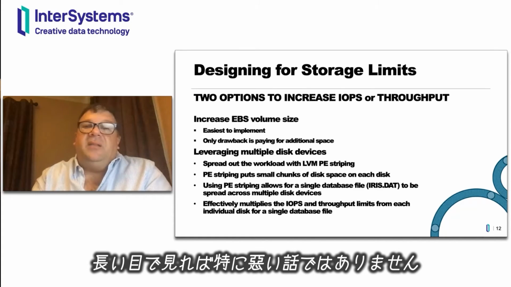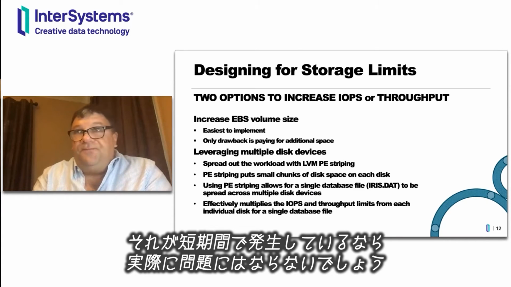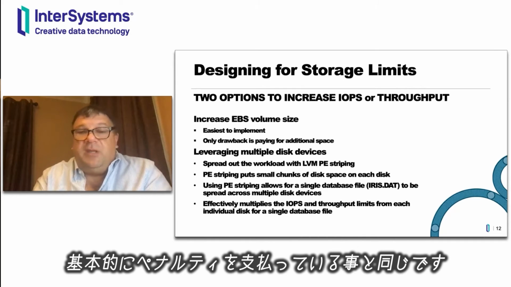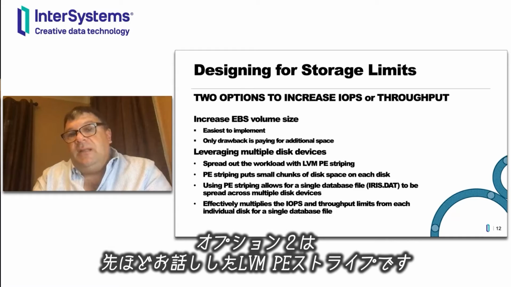This might not be a bad thing, especially in the long run, where your database grows rapidly over time. So if you're looking at adding that much capacity throughout a short number of months, it's really a non-issue. But if your database doesn't grow that much in a year, then you have to pay the penalty for it, basically. Option 2 is the LVM PE stripe I mentioned earlier.